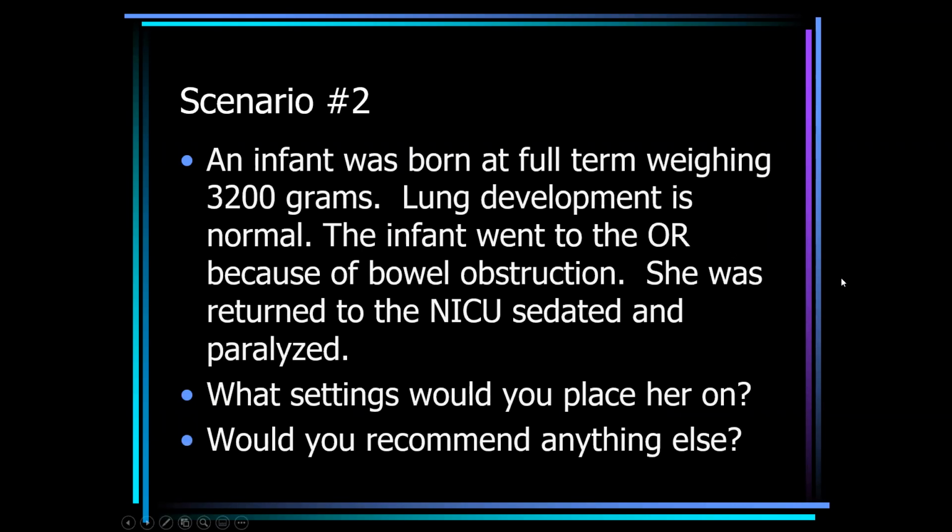Here's another scenario. An infant was born at full term, weighing 3,200 grams. Lung development is normal. The infant went to the OR because of bowel obstruction. She was returned to the neonatal ICU, sedated and paralyzed. So she's going to need a ventilator until her sedation wears off. So what settings would you place her on?